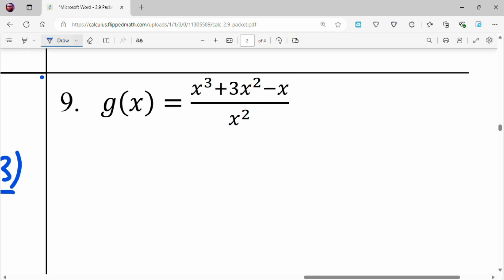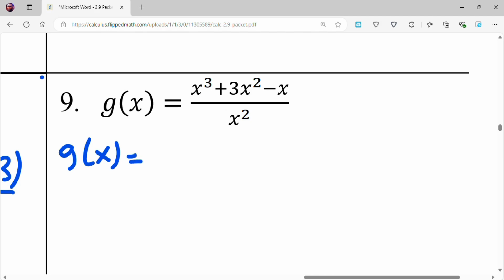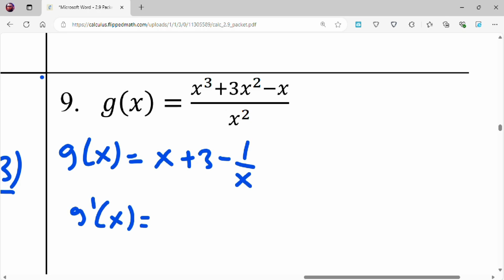So we're going to rewrite g of x. So x cubed over x squared is x. 3x squared over x squared is 3. Negative x over x squared is negative 1 over x. And so g prime of x is derivative of x, 1, derivative of constant 0, and remember, derivative of 1 over x is negative 1 over x squared. So derivative of negative 1 over x is positive 1 over x squared. And there you go.